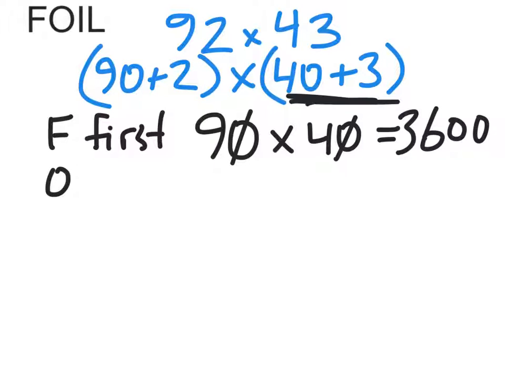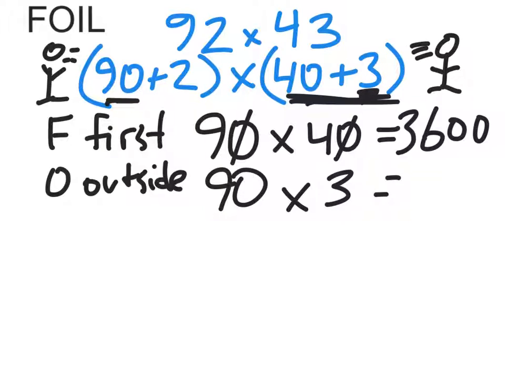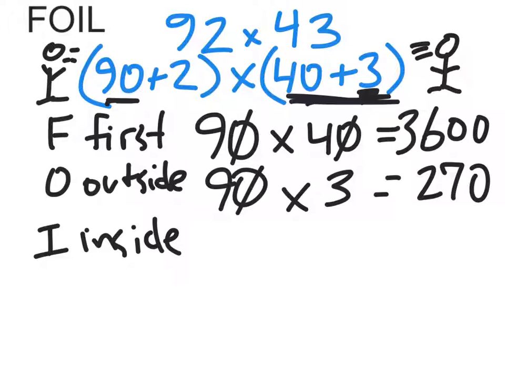Then the O in FOIL stands for the outside numbers. The numbers on the outside. Remember our person standing outside and they're looking in, they're trying to see inside. So the numbers on the outside are 90 in that pair times 3 in that pair. And I do my strategy, and that's what I have. Excellent. Inside numbers are the numbers on the inside closest to the multiplication symbol. So they're looking at the X. So we have 2 and 40. So 2 times 40.